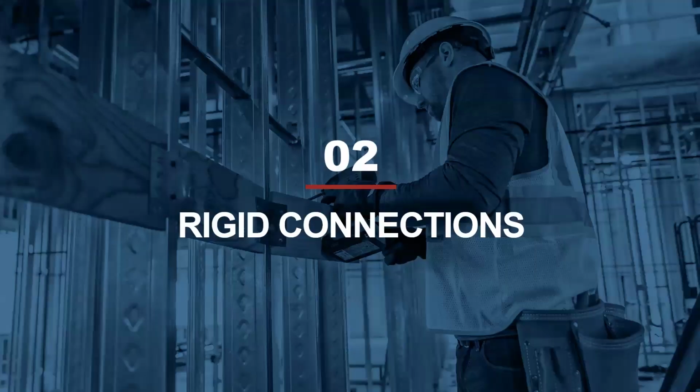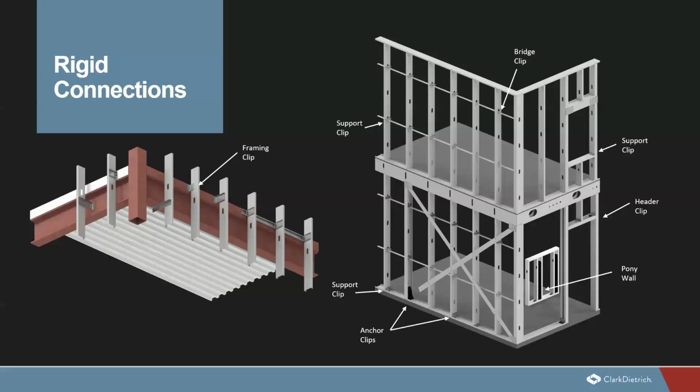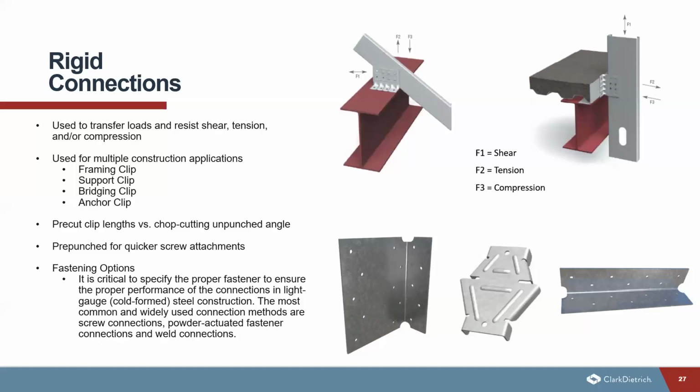So moving on next to our rigid connections. Here we have some examples. Our rigid connections are going to be anything including framing clips, support clips, bridging clips, header clips, or anchor clips. So we're going to talk about a couple of those. Now, the main purpose of the rigid connections is to transfer the loads and resist shear, tension, and/or compression. Like I said before, they're used for multiple construction applications. So it could be used as a framing, support, bridging, or anchor clip.